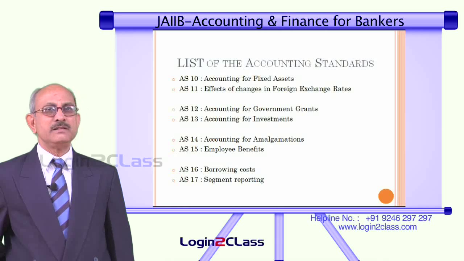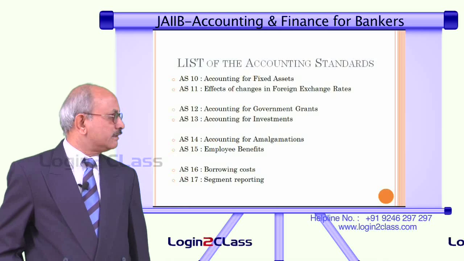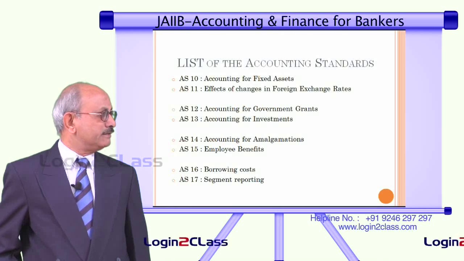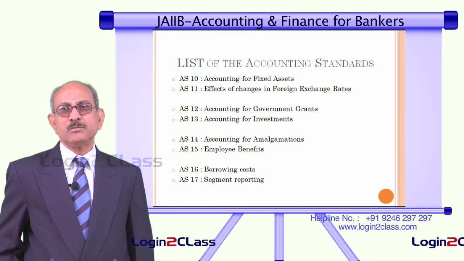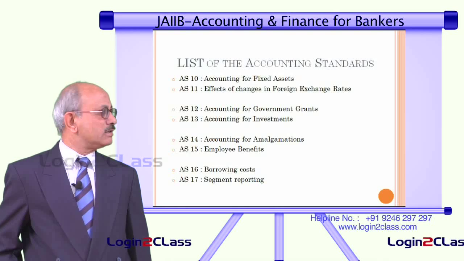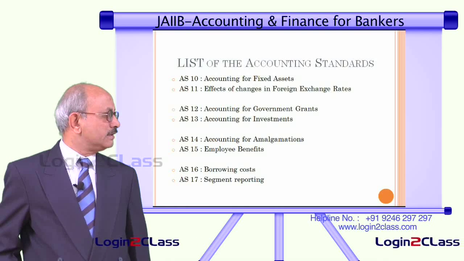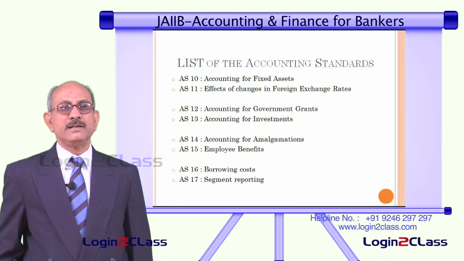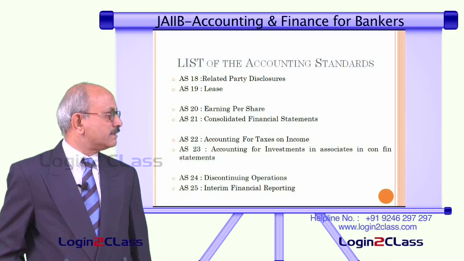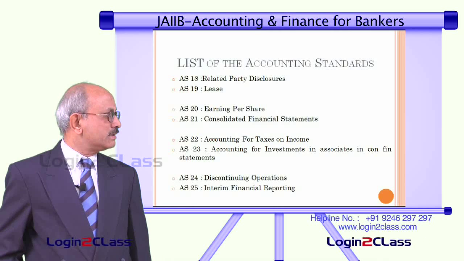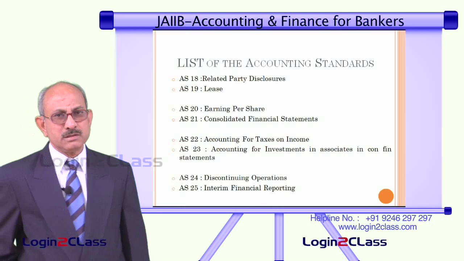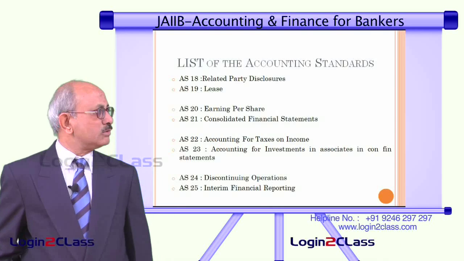Then AS13 deals with accounting for investments. AS14 is accounting for amalgamations, that is mergers and amalgamations. AS15 is employee benefits such as provident fund, leave encashment, gratuity, etc. AS16 is for borrowing costs. AS17 is for segment reporting. AS18 is for related party disclosure. This is one of the most important accounting standards. Related party here means parties which are related to the management or to the promoters or to the shareholders.